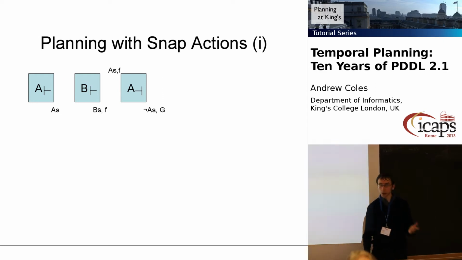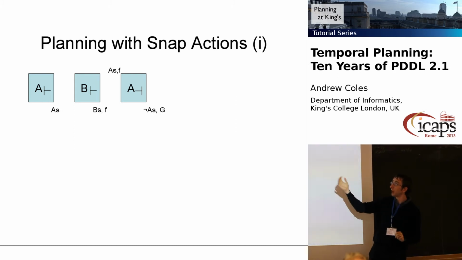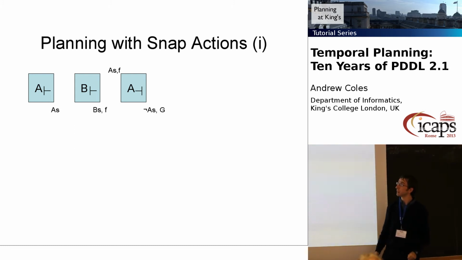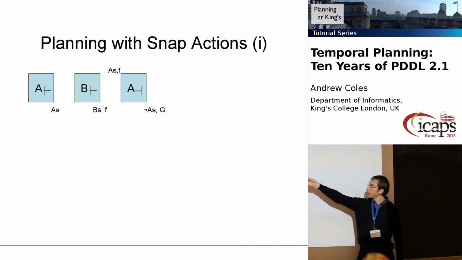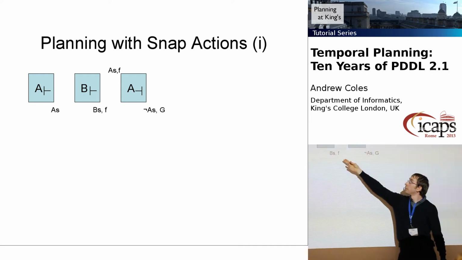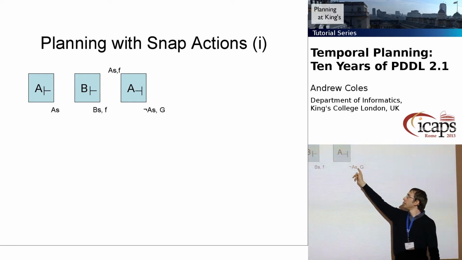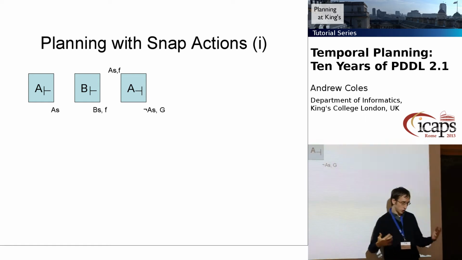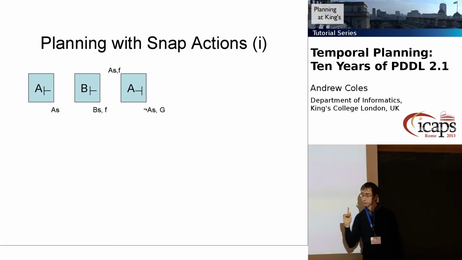So, well, we could then feed this into FF or your favourite non-temporal planner, and we could get a plan which looks something like this. Start action A, start action B, which gives us a fact F, which is a precondition of ending action A, and ending action A gives us our goal G. So that on the face of it looks like a plan.